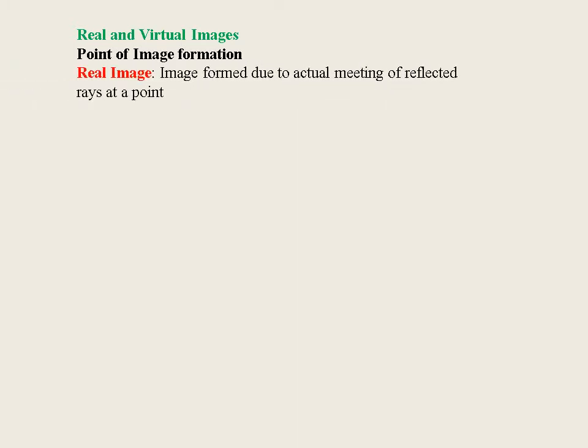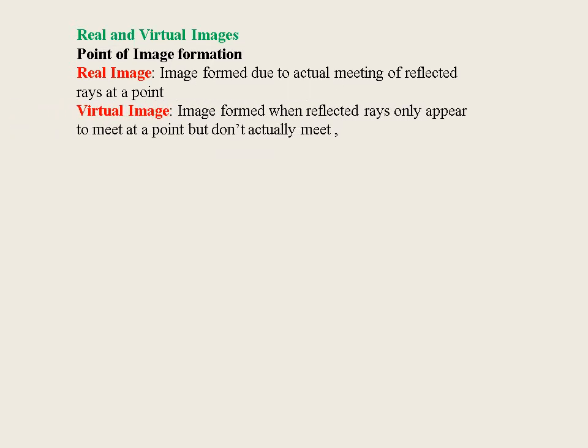Real and virtual images. You know by now that we must have a reflecting surface to form the image of an object. For the formation of the image of an object, the corresponding reflected rays should either actually meet or appear to meet at a point. This point is known as the point of image formation. Image formed due to actual meeting of reflected rays at a point is called a real image. On the other hand, the image formed when reflected rays only appear to meet at a point but don't actually meet is called a virtual image.